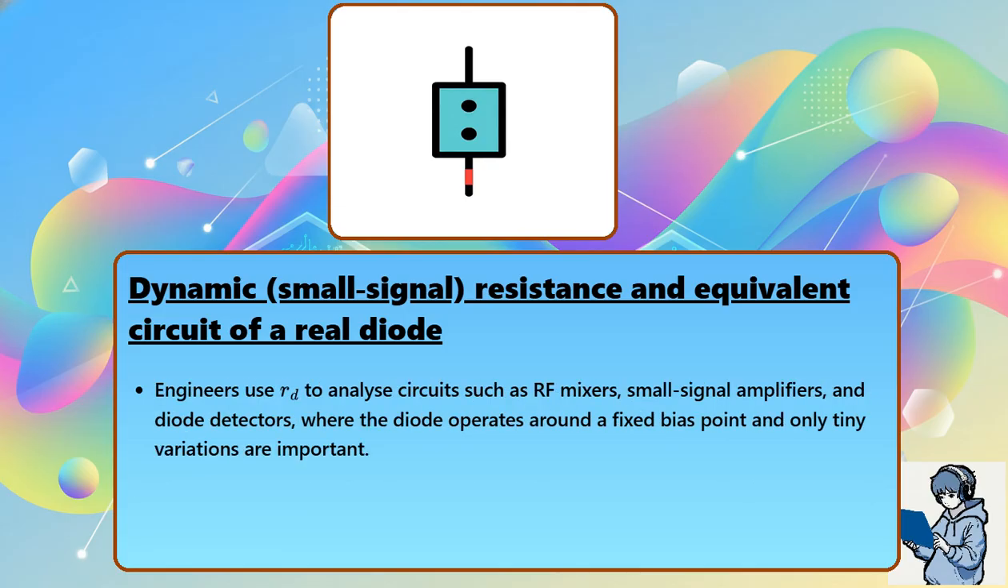Engineers use R sub D to analyze circuits such as RF mixers, small signal amplifiers, and diode detectors, where the diode operates around a fixed bias point and only tiny variations are important.